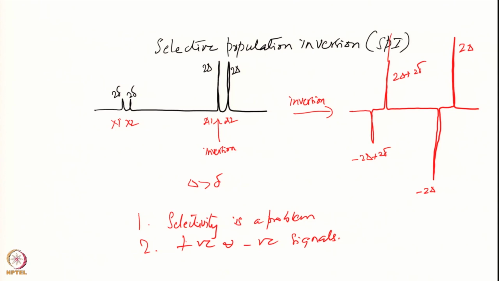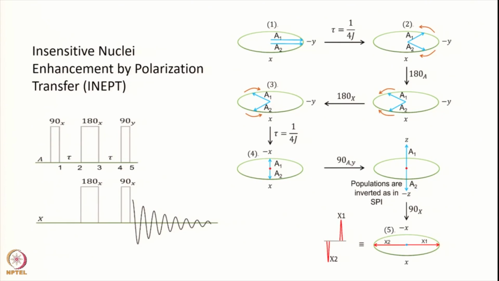Okay. So, in order to get over this problem, a new technique came up, which is called INEPT, insensitive nuclei enhancement by polarization transfer. So, the experiment is quite well described here. I will go through it stepwise, and you will see that we will use the principle of SPI here at this point, and I will explain to you where we use this.